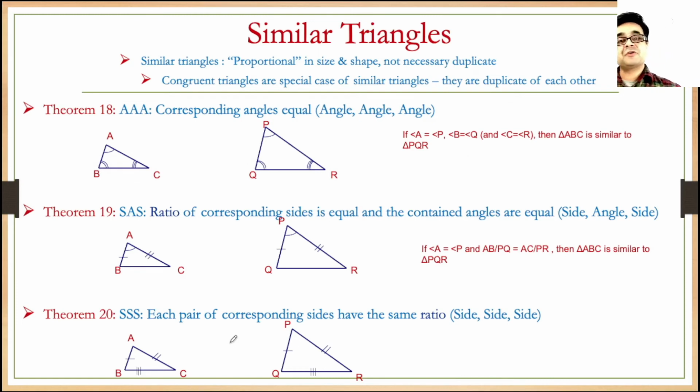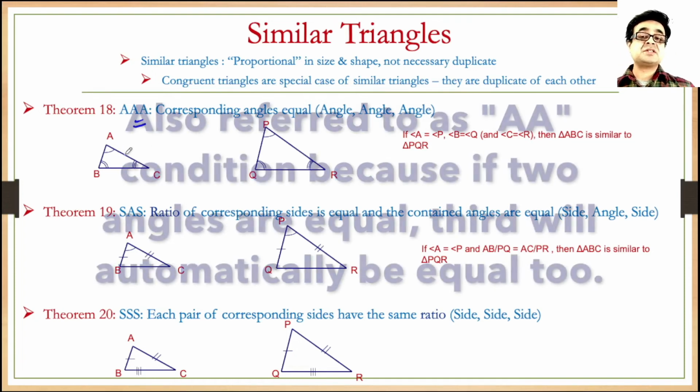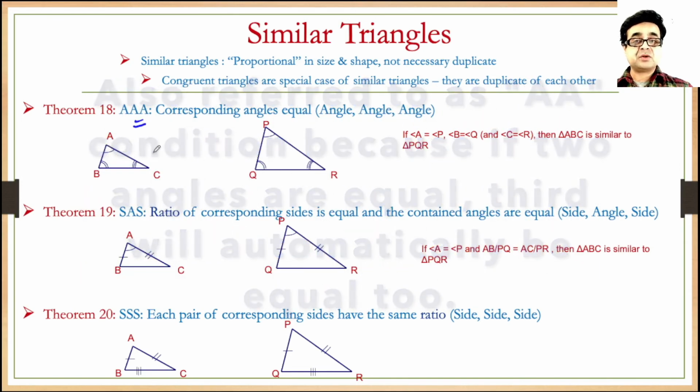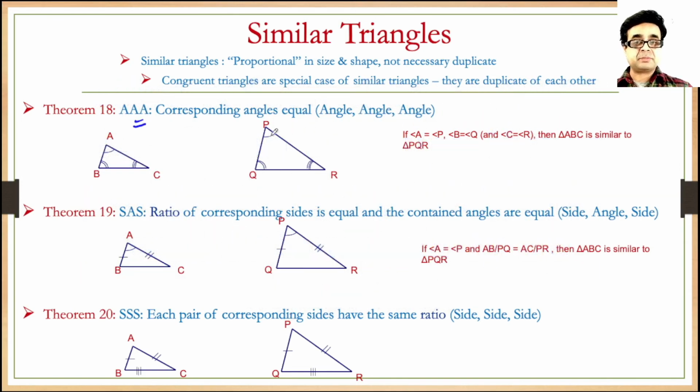Okay. So the first condition, and we just talked about this condition, right? AAA is a similarity condition, which says that if I have two triangles where corresponding angles are equal, so angle A is equal to angle P, angle B is equal to angle Q, angle C is equal to angle R, then these two triangles are similar. And what does similarity mean? Similarity means that the sides will be in equal proportion.